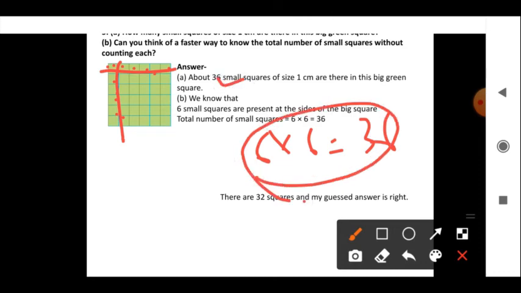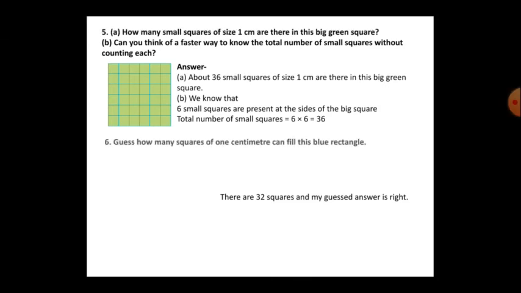This is the easiest way to find the square. One way, you can count inside the square, another way is the easiest way. So how many rows, how many squares are kept in this way, how many squares are kept in this way, you multiply both and you can get the answer.